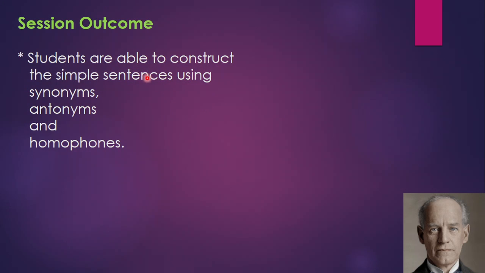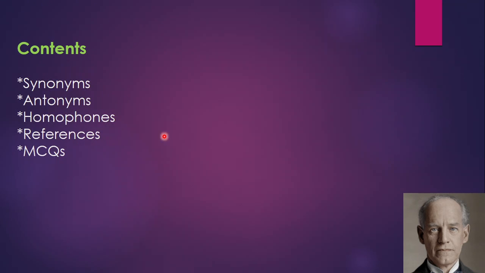Session outcomes. Students are able to construct simple sentences using synonyms, antonyms, and homophones. So this is what we discuss in the video. Synonyms, what is it? Antonyms, what is it? And homophones, what is it? You should have this knowledge after the completion of this video. It contains first synonyms, antonyms, homophones, references, and MCQs. At the end of the session, you have multiple choice questions, and you have to answer them.